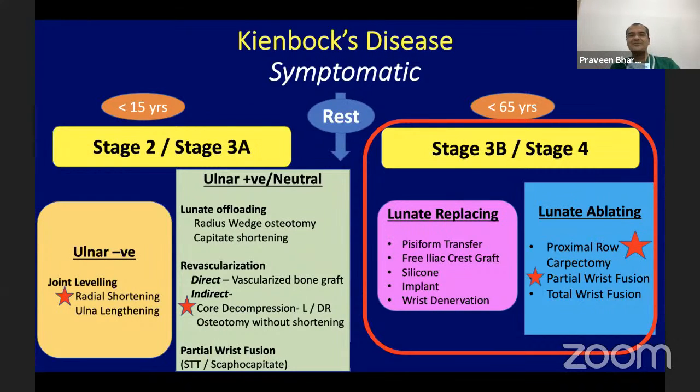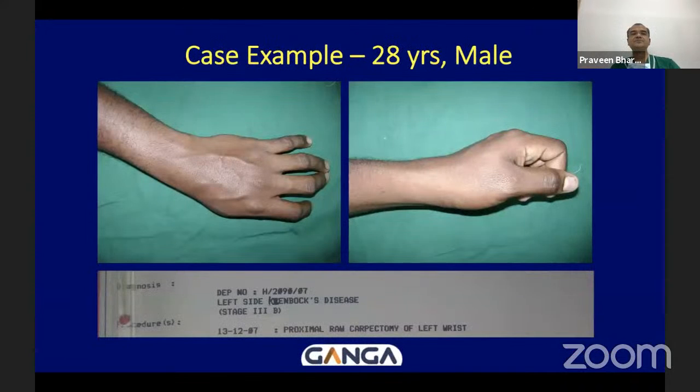This is the first part of my talk, when. So proximal row carpectomy in all the cases of 3B and 4, and 3A may be negotiable depending on the patient's profile, his age, and their preferences.